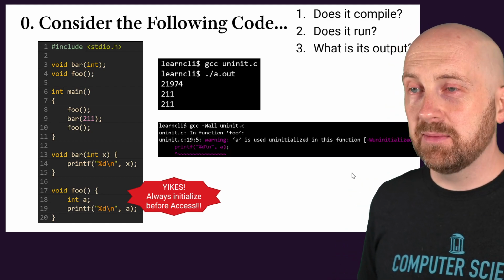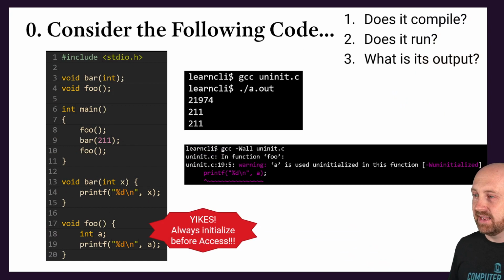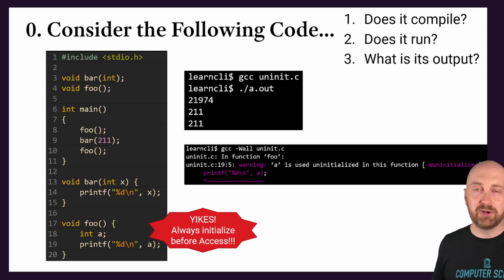If you actually did compile this with warnings enabled, you would see that with -Wall, so all warnings, this particular warnings flag will tell you a is uninitialized when it gets used. And so it's trying to be helpful here. So one of the things that I want to impress upon you with GCC is that if you see a warning, you should treat it like an error.